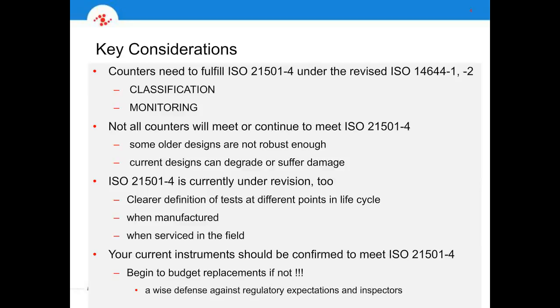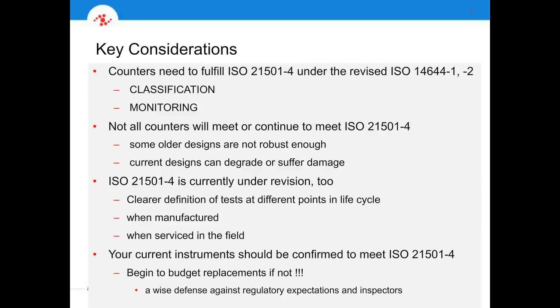Not all counters were originally designed to meet 21501, although most of the ones made in the last 5 years or so would. Also realize that due to damage, misuse, or age, particle counters, even if they were originally designed and produced to meet the standard, may not stay within the boundaries of the calibration standard limits throughout their lifetime.